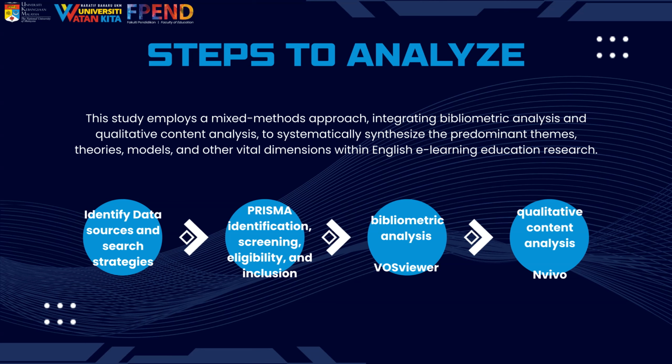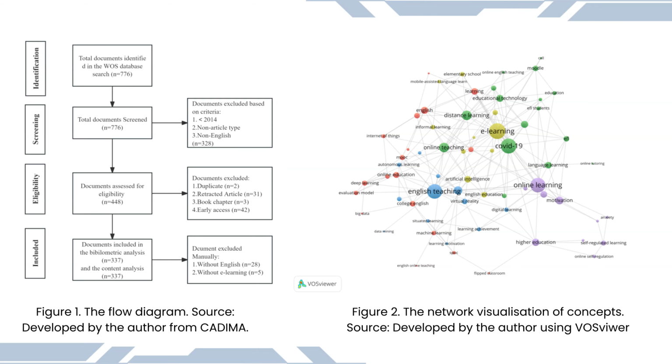The steps to analyze are: identify data sources and search strategies, then use PRISMA's method to identify, screen, and assess eligibility and inclusion of the studies. Then use bibliometric analysis by VOSviewer and quantitative content analysis by NVivo to classify these studies.